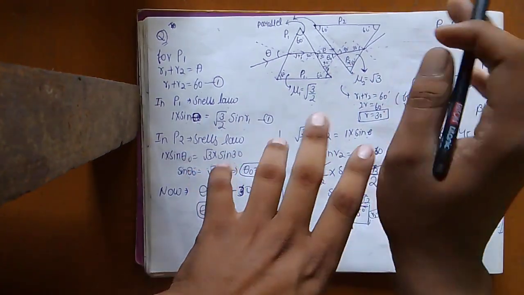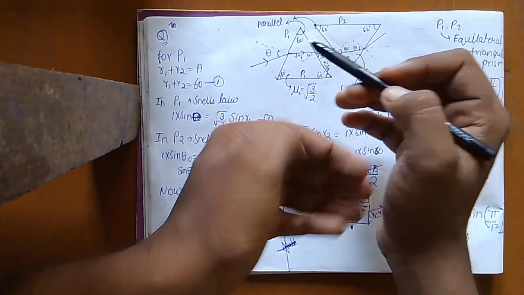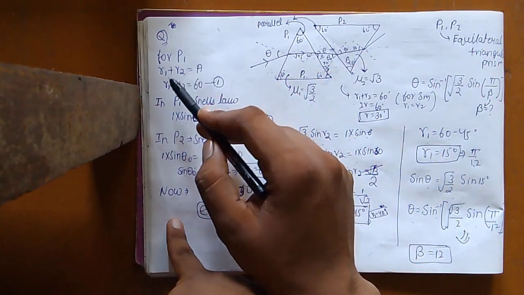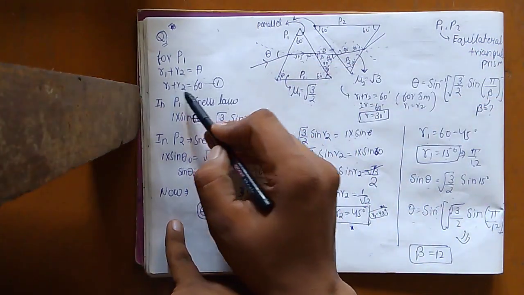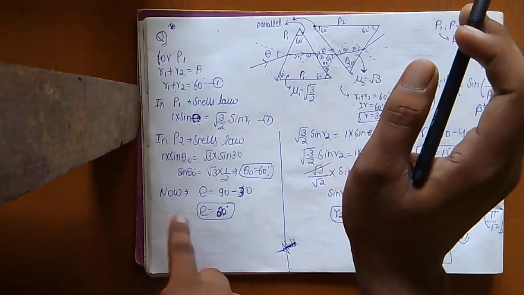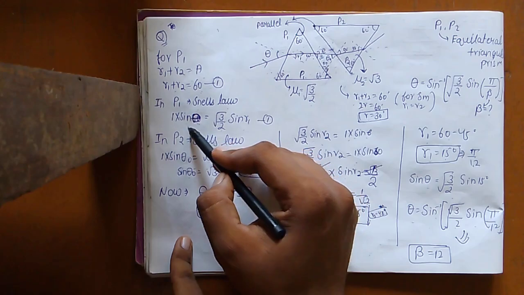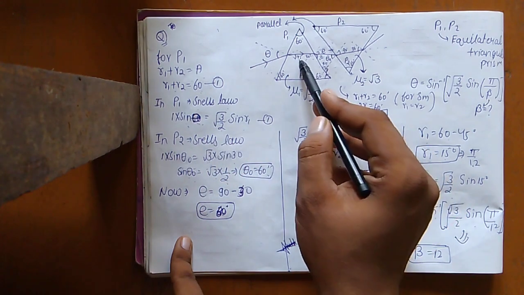To start the solution of this question, I am going to apply the basic rules of prism for the prism P1. So for P1, r1 plus r2 equal to A, means r1 plus r2 equal to 60, because these are equilateral triangles, so all the angles will be 60 degrees. In P1 I am going to apply Snell's law at the first surface of P1, that is 1 into sin θ equal to √3/2 into sin r1.